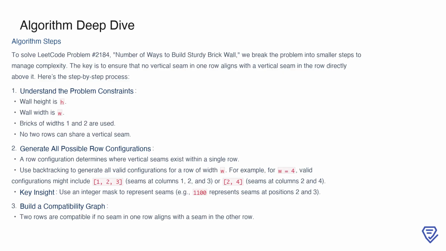A key insight here is to use binary masks to represent these configurations efficiently. For instance, a mask like 1100 would indicate seams at positions 2 and 3. Once we have the row configurations, the next task is to determine which pairs of rows are compatible by checking that their seams do not align. This information is stored in a compatibility graph for efficient state transitions later in the algorithm.